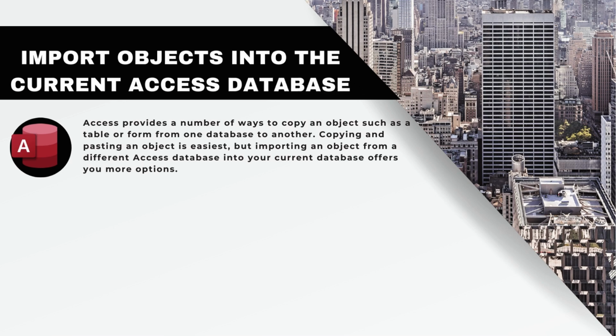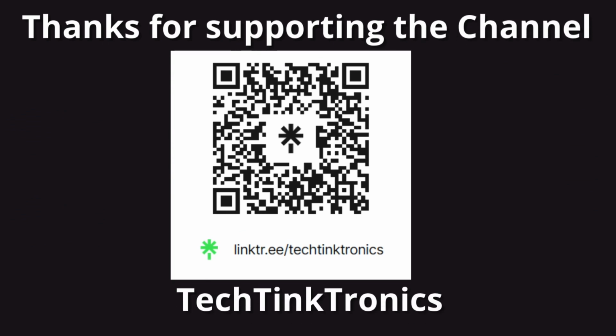Now, you can import objects into the current Access database. Access provides a number of ways to copy an object, such as a table or form, from one database to another. Copying and pasting an object is easiest, but importing an object from a different Access database into your current database offers you more options. There were some of those menu options that we talked about that showed that feature, where you could get imported data from everything from text files to spreadsheets. But that's pretty much it in this basic tutorial.